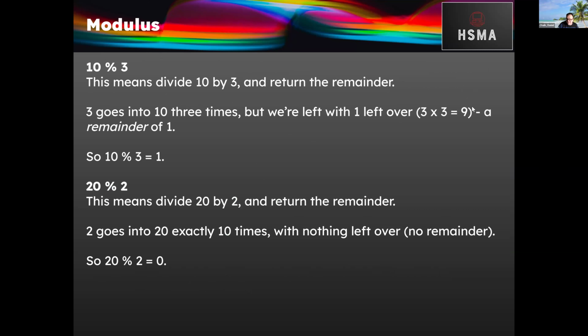So 3 times 3 is 9, so we're left 1 short, but we can't get any more 3s into 10. So we have a remainder left over, and our remainder is 1, and that's the value returned from a modulus operation. So 10 modulus 3, the result would be 1. If we had here 20 modulus 2, that means 20 divided by 2, return the remainder. Now 2 goes into 20 exactly 10 times, and there's nothing left over. And so 20 modulus 2 would give us a value of 0. It's a little bit weird if you're not used to that sort of thing. Modulus is really handy.